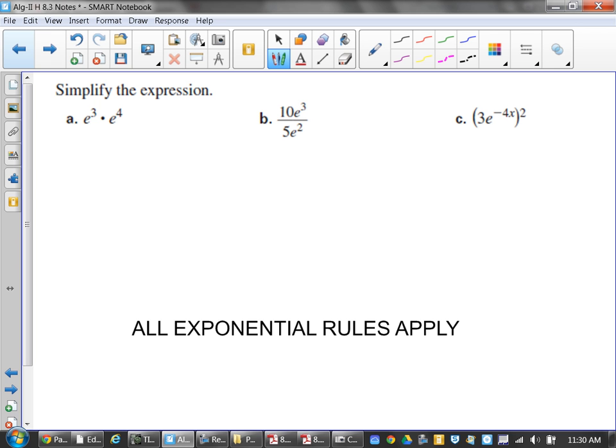What we're going to do, like I said right off the bat, is some very simple simplifying with e. We're using the same exponent rules we did in the past. When you're simplifying these things, you treat it like you would a variable. So e cubed times e to the fourth is what? That's all it is. So you just leave it as a variable? Yes, ma'am. That's it. We're treating it the same way.